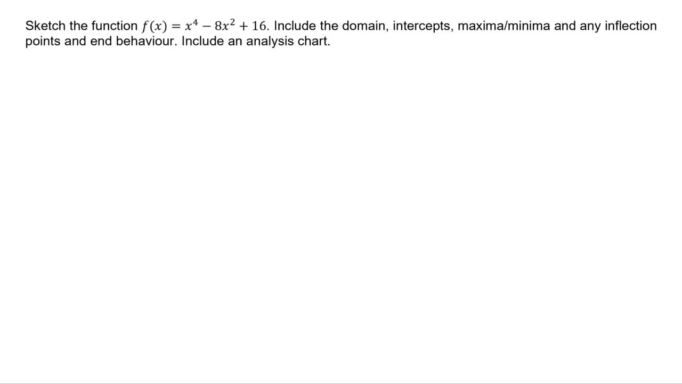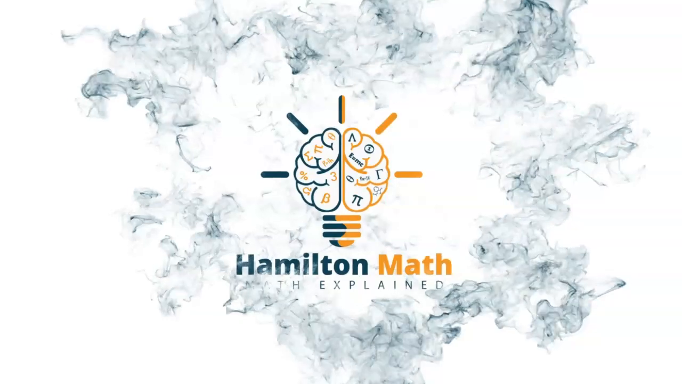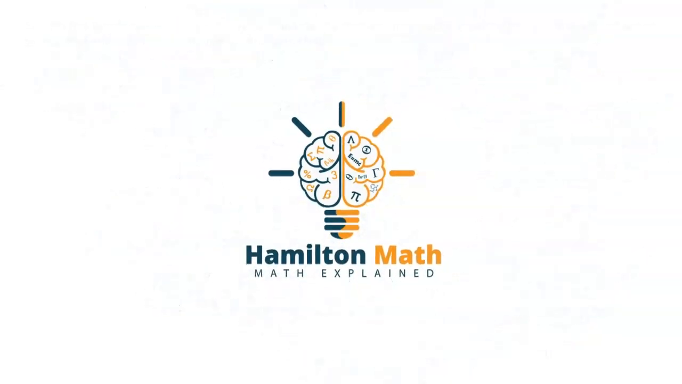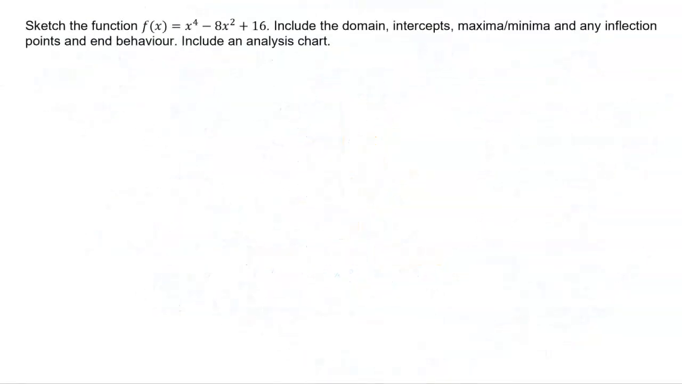Let's graph the following polynomial function using calculus. It says sketch the function f of x equals x to the fourth minus 8x squared plus 16. Include the domain, intercepts, maxima and minima, and any inflection points and end behavior. Include an analysis chart. So what we want to do is, I want to go over the general ways to solve any polynomial and be able to graph that.